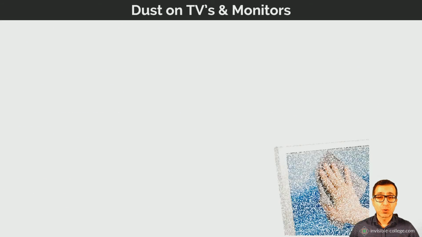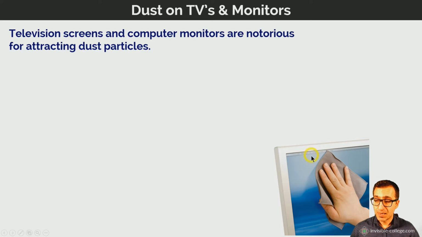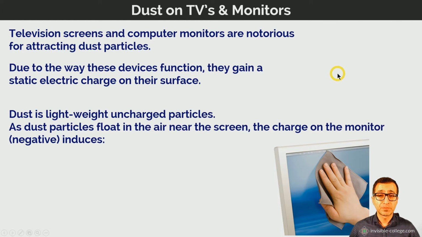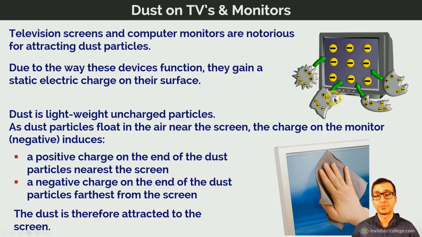Now, the dust on the TV monitors. This again is due to electrostatic charge buildup. Some electrical monitors and TVs are worse for this than others, but essentially due to the way these devices function, they gain a static electric charge on their surface. This induces an opposite charge on dust particles, which are very lightweight, uncharged particles. When they come close to the TV monitor, the negative charge on the monitor induces a positive charge on the nearby dust particle. This then causes them to attract each other, and therefore the dust is attracted to the surface of the screen and builds up over a long period of time.